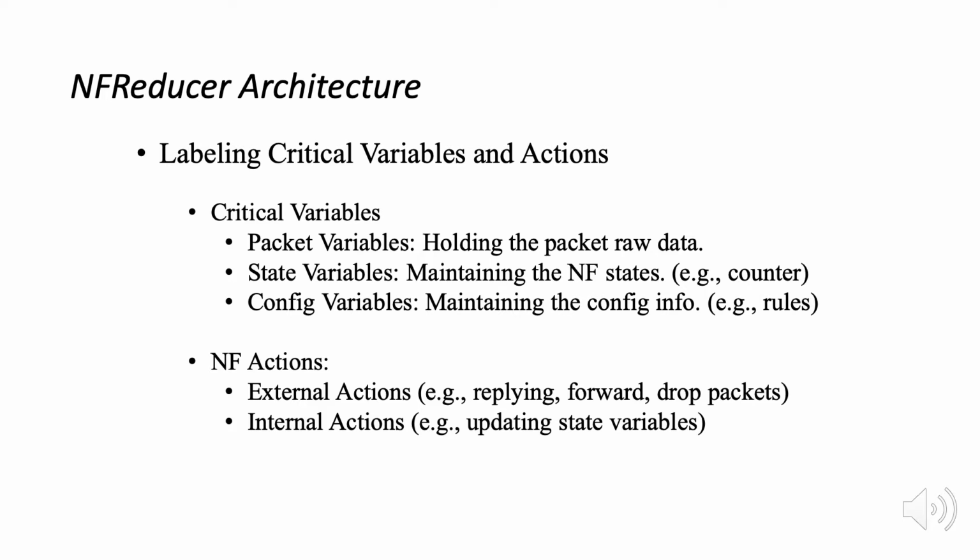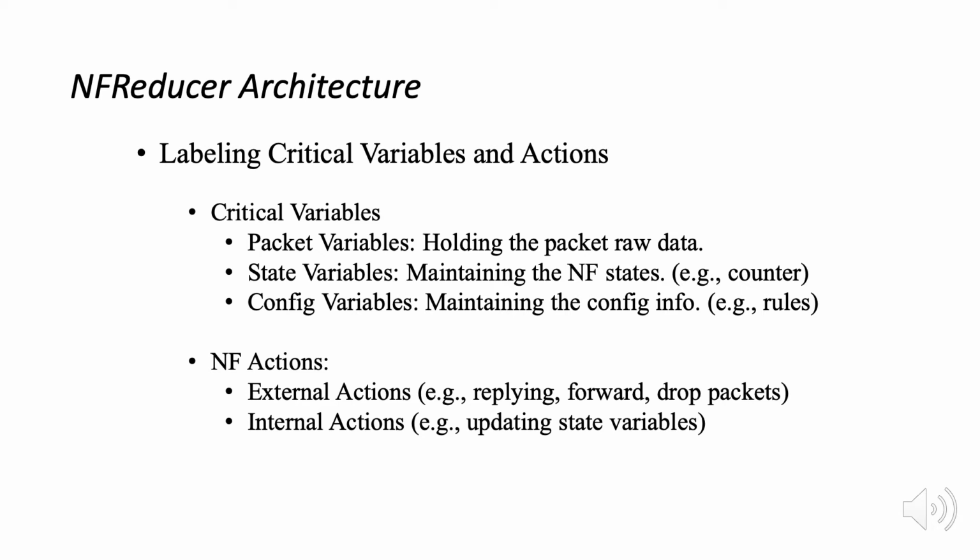NF Reducer defines 3 types of critical variables. Packet variables host the packet raw data. State variables maintain the NF state, while the config variables host the configurations. Packet and state variables are important to identify the NF actions, while config variables are the key to eliminate the redundancy. NF Reducer also defines 2 types of NF actions.